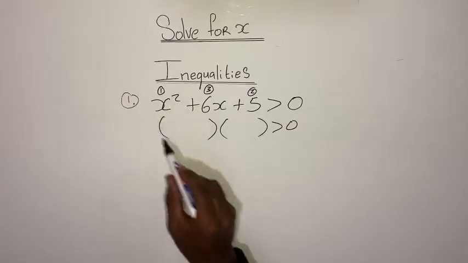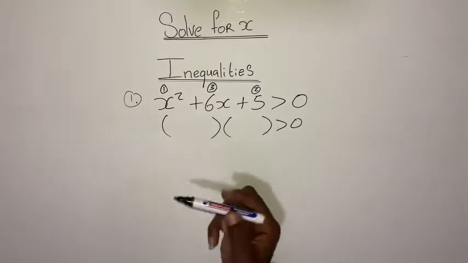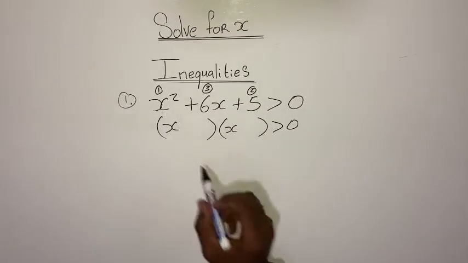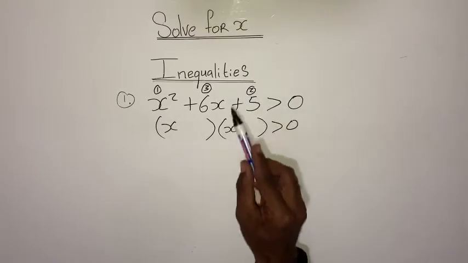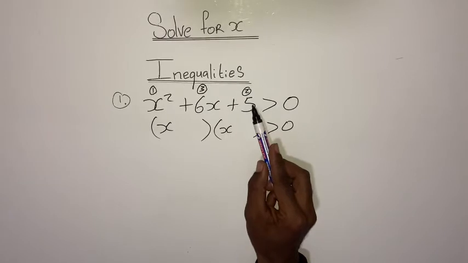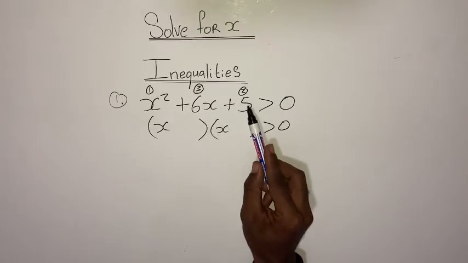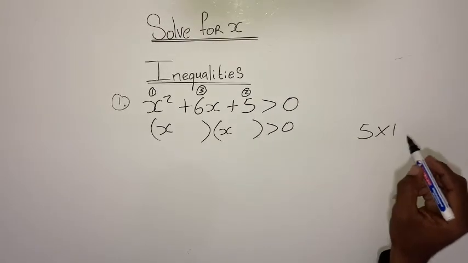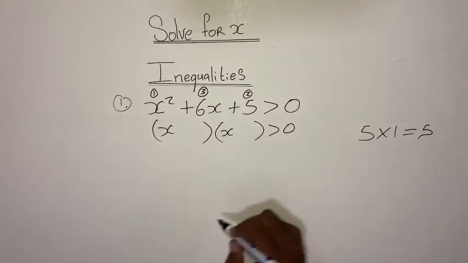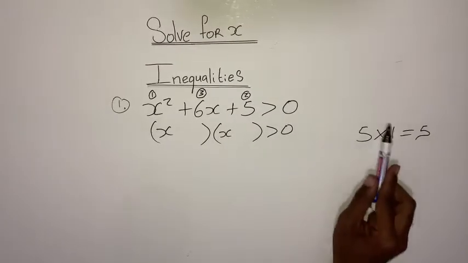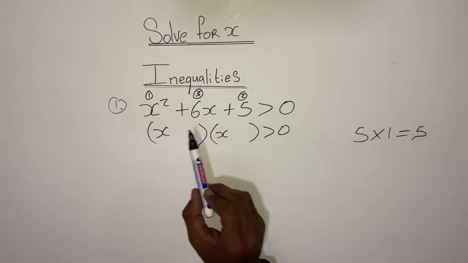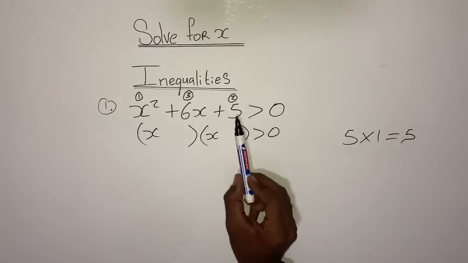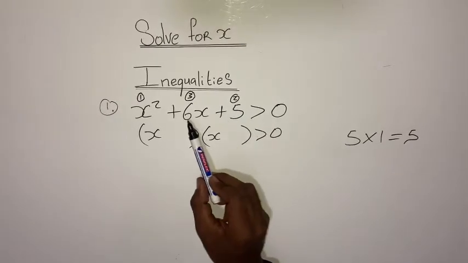Since we said we are focusing firstly on x squared, we know that x and x will give us an x squared. Then we go on to focus on our constant, where our constant is a 5. Then we have to find the factors of 5, which are a 5 times a 1, which will give us a 5. These are our factors. So, interpreting the sum, we need two numbers that when we multiply, they give us a 5, and when we add them, they give us a 6.